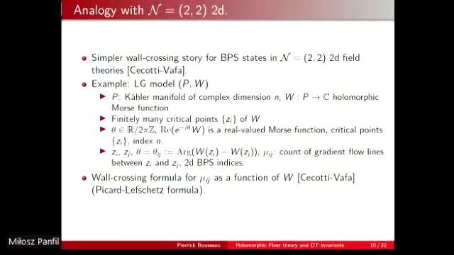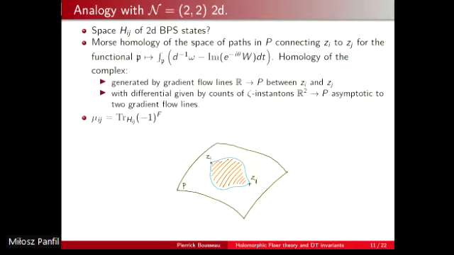You have a Kähler manifold, some holomorphic function. You look at the real function obtained by taking the real part, and you count gradient flow lines. And you get some numbers, mu_ij, which in the physics language are two-dimensional BPS indices. And there is a wall-crossing story for these numbers. When you vary this function W, these numbers might jump. And there is some wall-crossing formula, which was derived a long time ago by Cecotti and Vafa, in the physics context, and is in some sense a physics version of essentially the Picard-Lefschetz formula in mathematics.